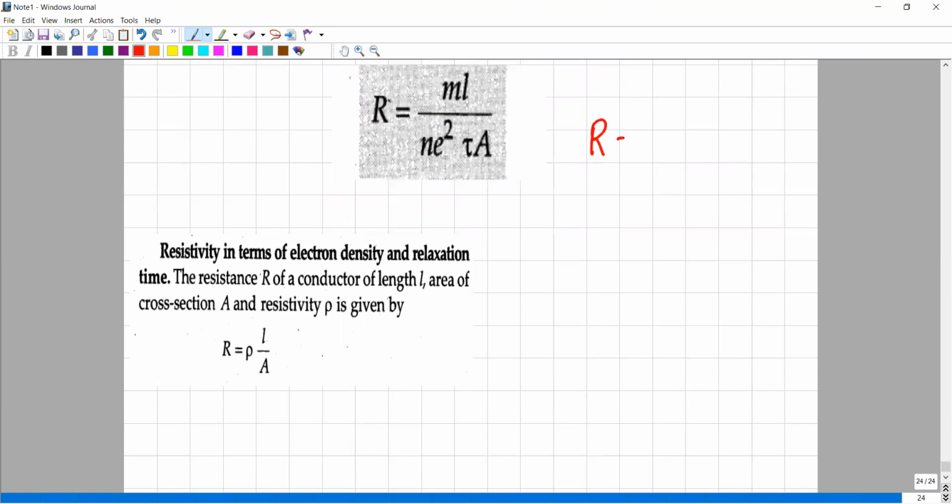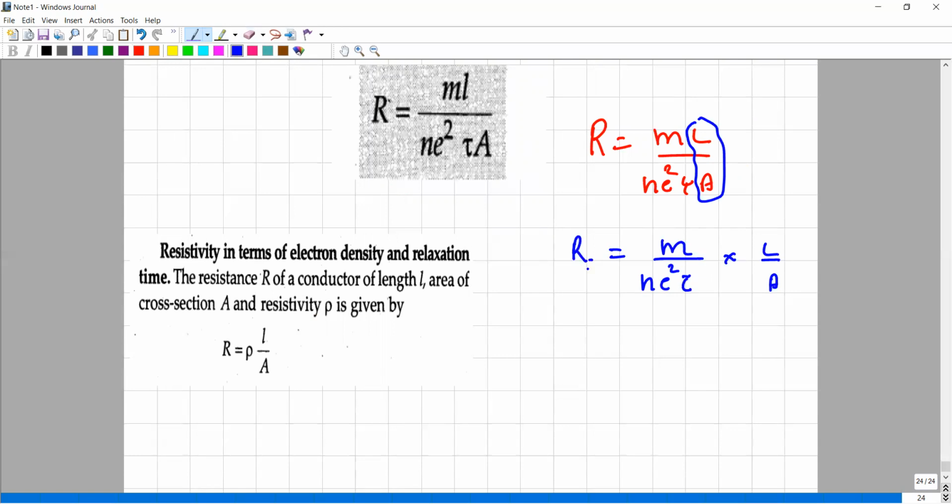So the resistance R is equal to mL by ne squared tau A. Now you can take the L and A away from this, and then you can see m by ne squared tau into L by A. That is your resistance. Now this expression matches with this one. That means this value here is rho. What was rho? Resistivity, or specific resistance.